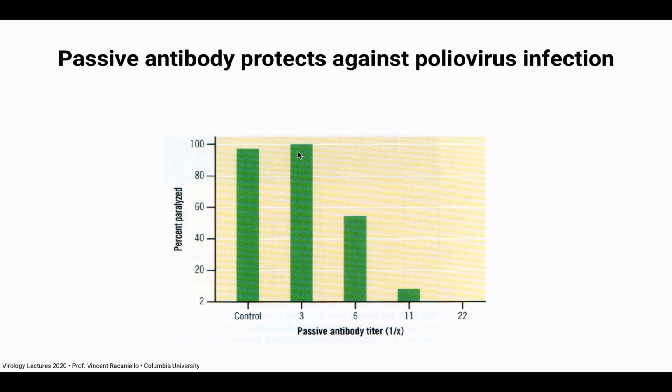So when you have a high dilution, most of the animals are paralyzed. Then less and less dilution. They're protected until at the highest concentration of serum, they're all protected. And this is an experiment where you infect the animals and let them incubate for a while, then give them antibody. So you can see you can protect against infection.